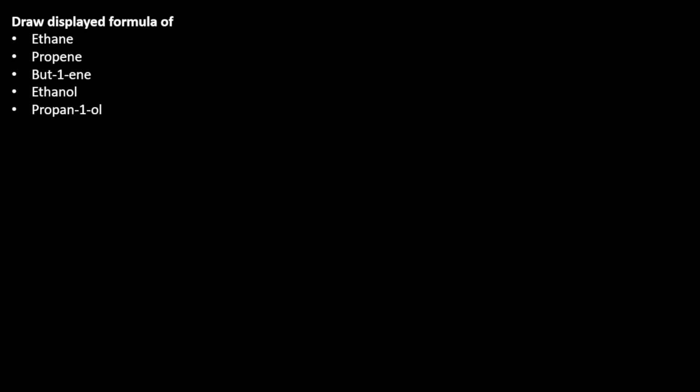Alright, so let's try to draw the display formula of the following compounds. For ethane, I know that since it's "ane", I don't have any double bond or alcohol groups. And since it's "eth", it's simply going to be 2 carbon atoms. Then I fill up the rest.